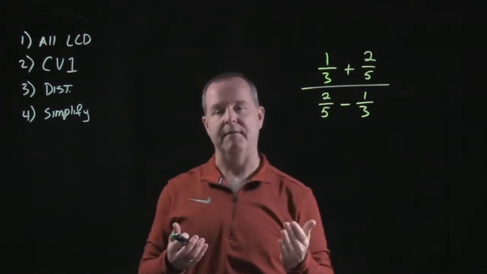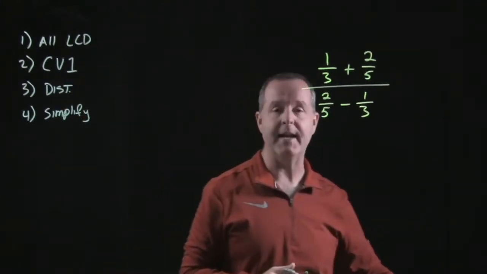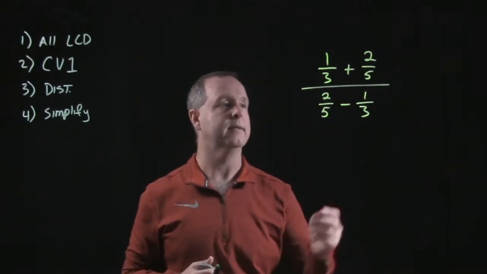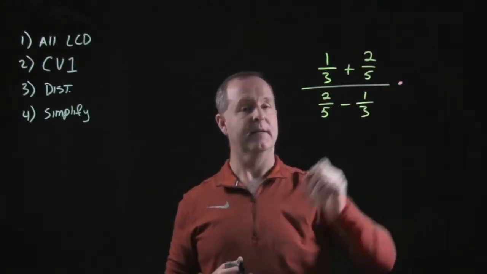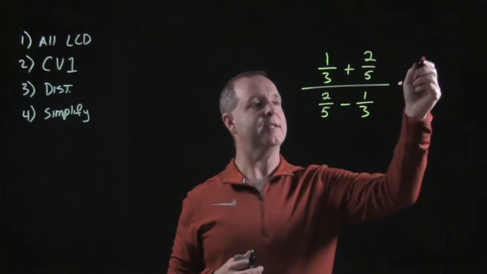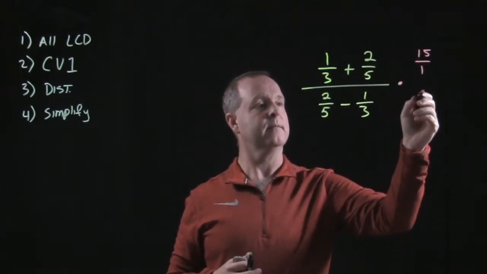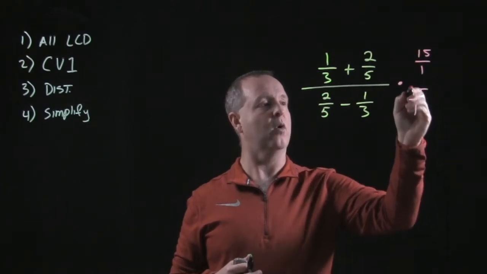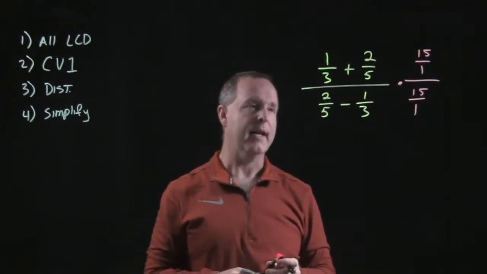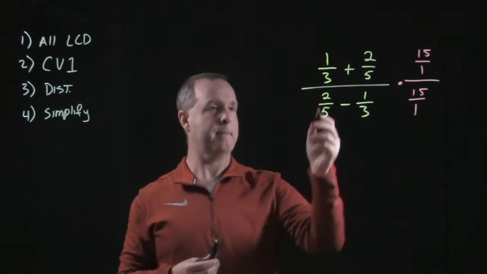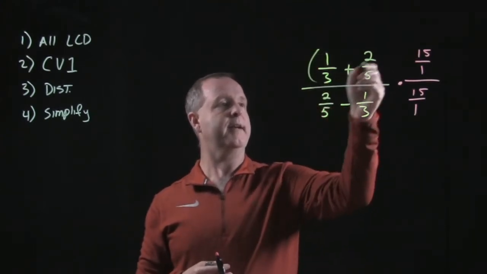So what I'll do with that 15 is my step 2: I'm going to turn that into a clever version of a 1. And I'll multiply this fraction by 15 over 1 times 15 over 1. And what that allows me to do, well, let's find out.